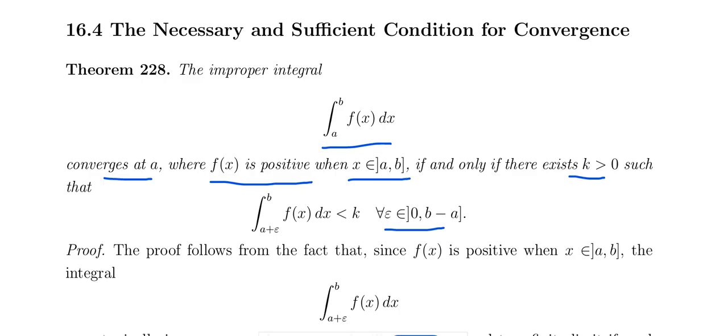That means epsilon lies between a and b. So that is the necessary and sufficient condition for this improper integral to converge at a in the case where f of x is positive in the interval. So this should be less than some k, and k should be a positive number.